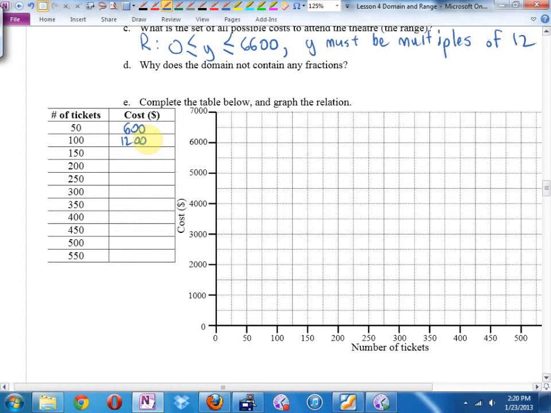Are we just going up by $600 every time? Yeah? So it's going to be 1,800, 2,400, 3,000, up by 50 tickets again, 3,600, up by 50 tickets again, that's another $600, 4,200, 50 more tickets is going to be 4,800. What comes after 48 plus 6? 5,400, 6,000, 6,600.